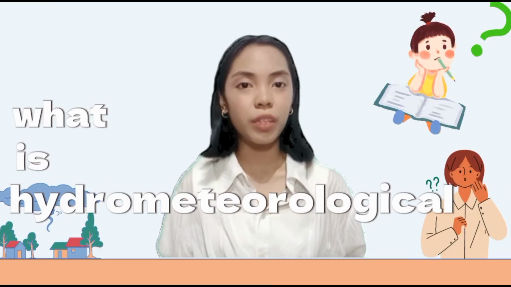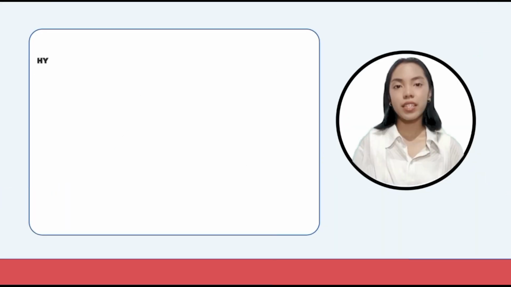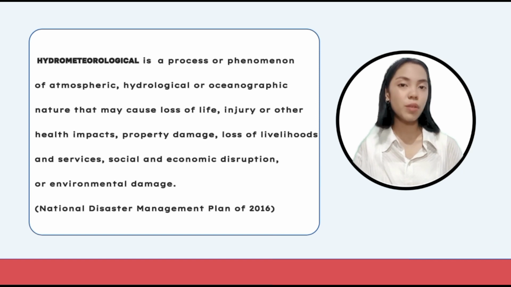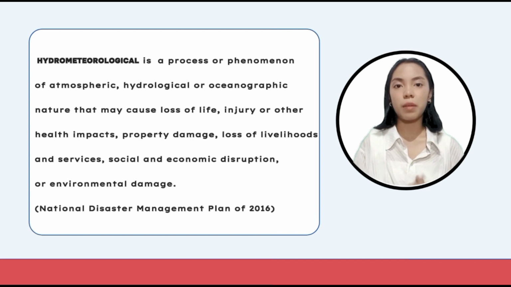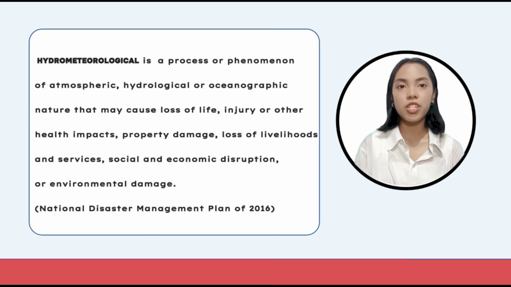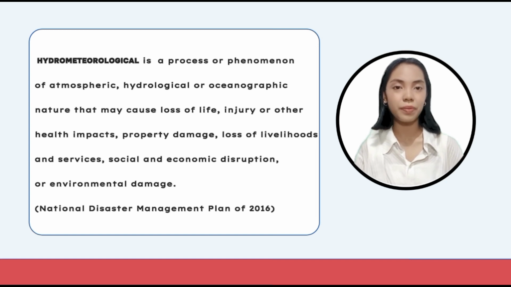Today we will talk about hydrometeorological hazard. So what is hydrometeorological hazard? As stated in the National Disaster Management Plan of 2016, a hydrometeorological hazard is a process or phenomenon of atmospheric, hydrological, or oceanographic nature that may cause loss of life, injury, or other health impacts, property damage, loss of livelihoods and services, social and economic disruption, or environmental damage.